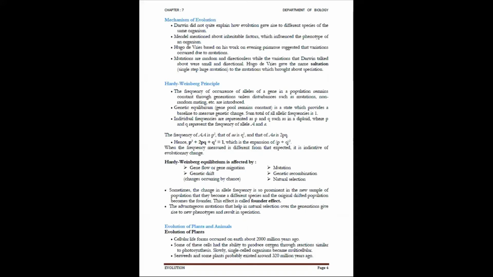Moving on to mechanism of evolution, yes, a part of it would be asked, not a complete paragraph, because here you would be asked for the definition of saltation, and sometimes about Hugo de Vries, who, based on his work on evening primrose, suggested that variation occurs due to mutation. So they would ask like, who suggested that variation could occur due to mutation. One or two questions like these can be asked from this paragraph.